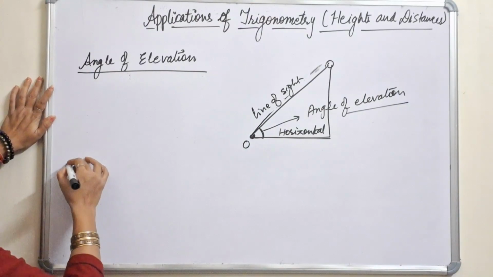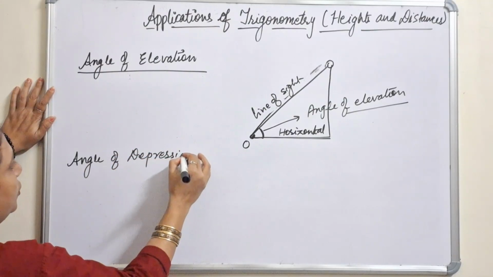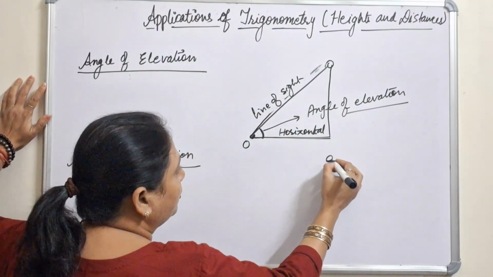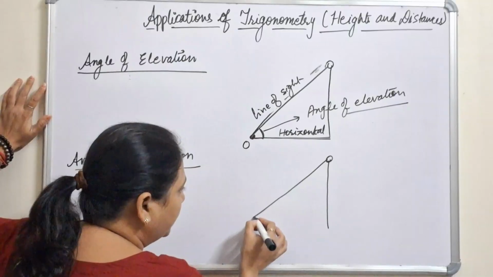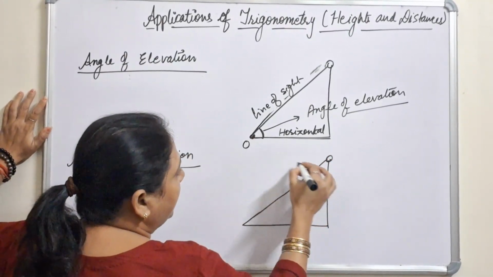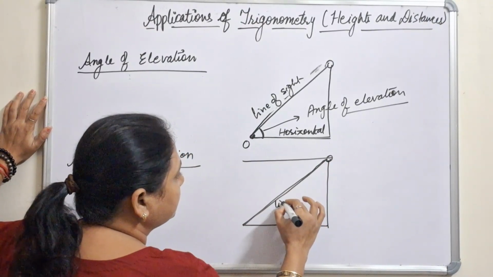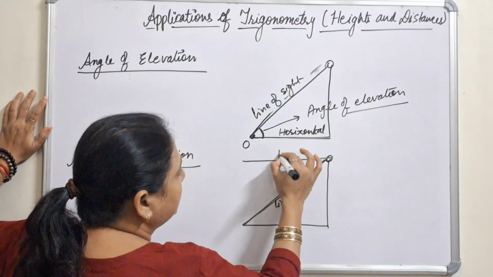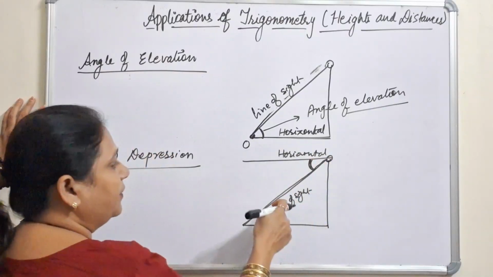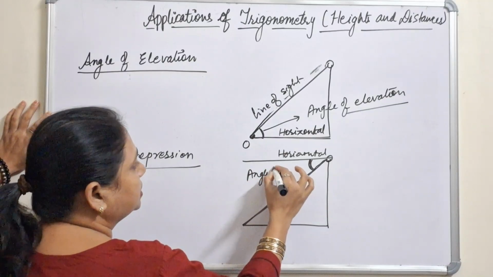And the second concept is angle of depression. How will you show angle of depression in the figure? If the observer is looking downwards, then the angle is made with the horizontal and the line of sight. Now the line of sight will be this, but the horizontal will be changed, the horizontal will be this. So the angle made between the line of sight and horizontal is known as angle of depression.